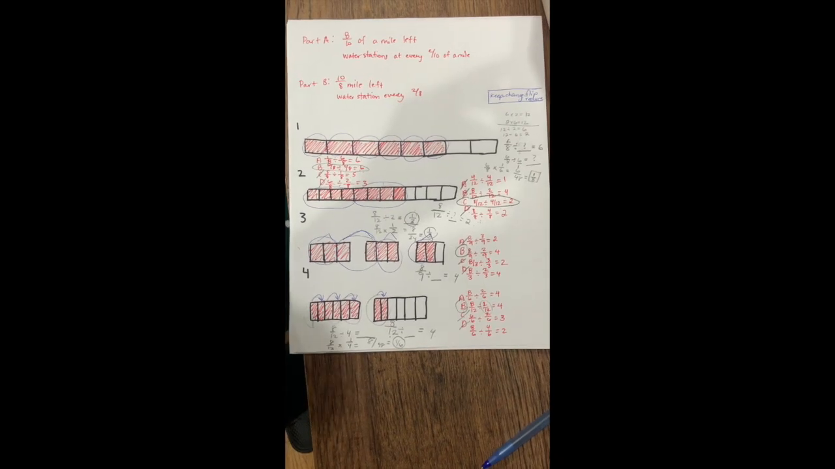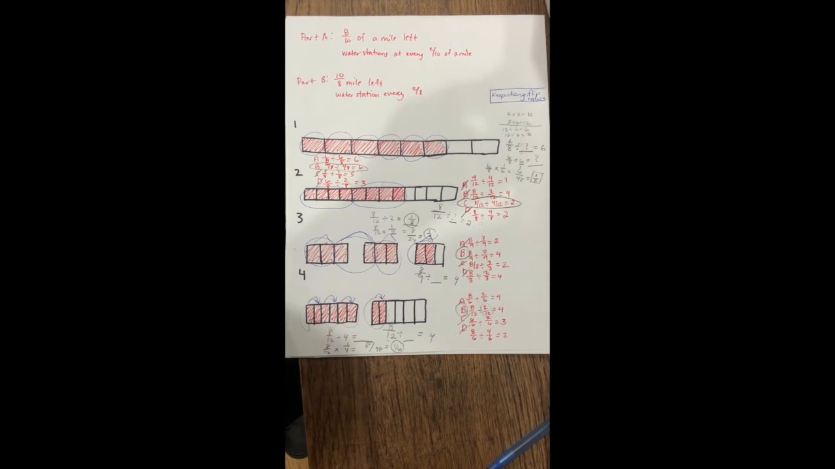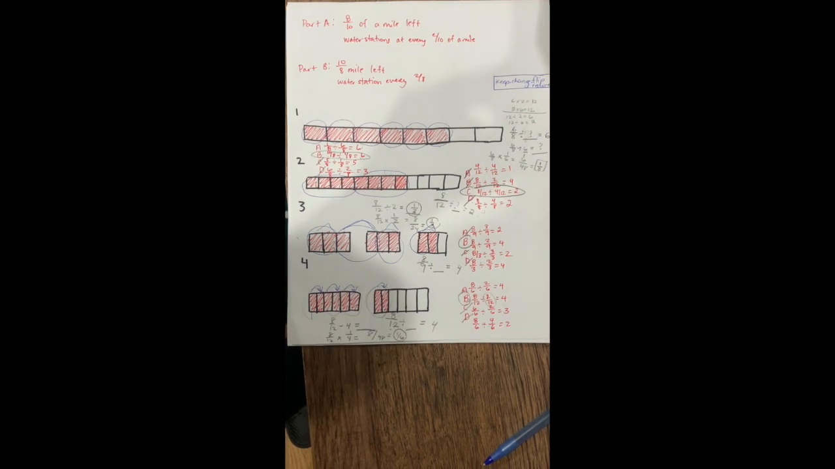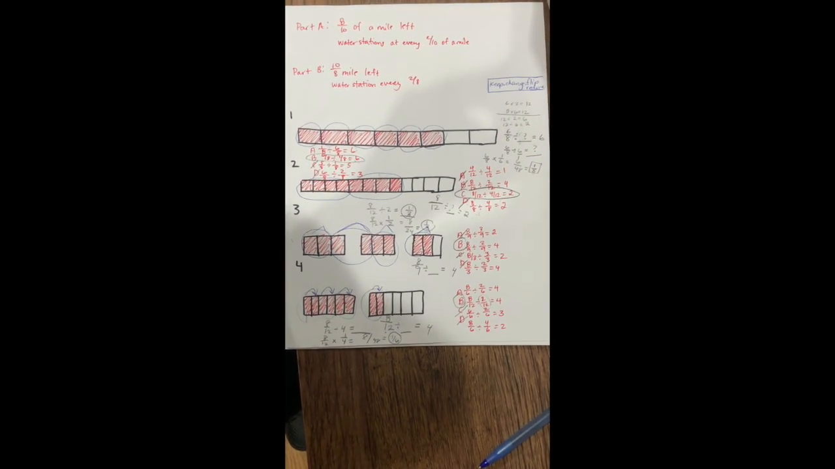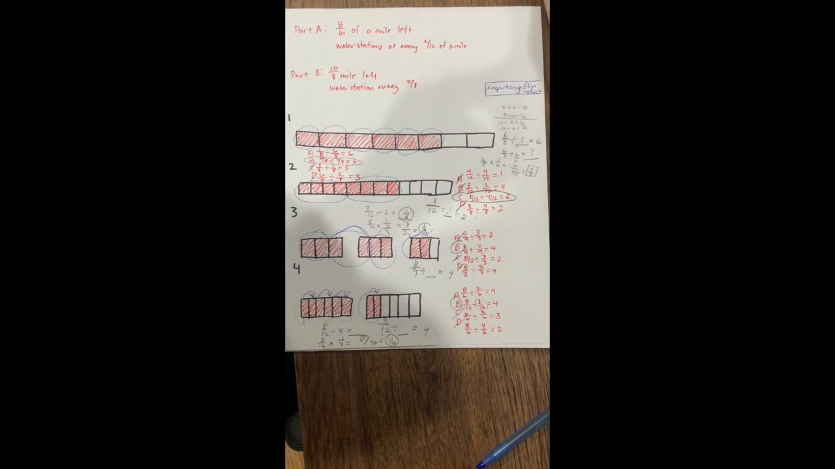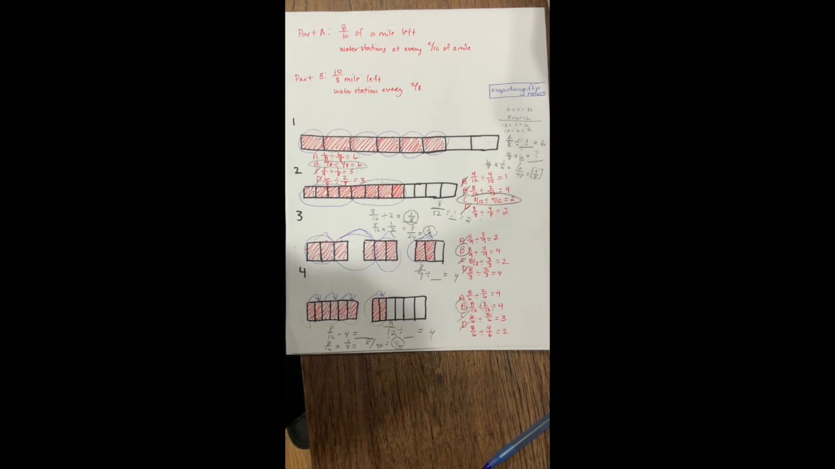Okay, so I'm on the page that says let's explore. Directions: remember to use cubes. Create a model to solve each problem. So part A says, Darrell is running a race. With 8/10 of a mile left, he notices that there are water stations placed at every 2/10 of a mile. How many water stations will he pass on his way to the finish line?